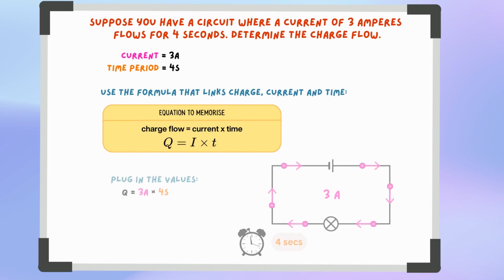Now we can substitute the known values into the formula. Here I equals 3 amperes and T equals 4 seconds. So Q equals 3 times 4. Finally, we calculate the total charge, which is 12 coulombs. So, a total charge of 12 coulombs passes through the circuit over the 4 seconds. By working through these examples, you will understand how to calculate current and charge through given parameters.